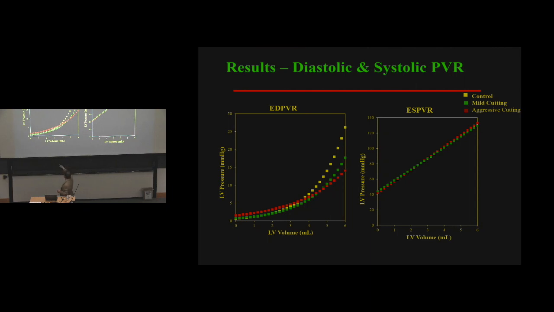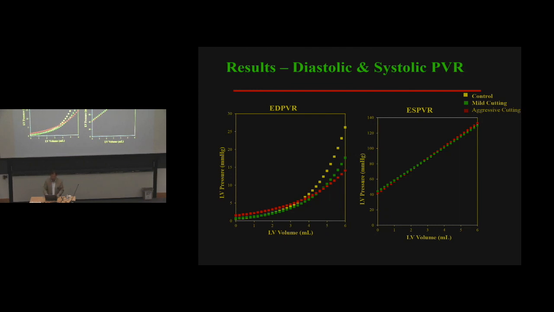So you can see the compliance is reducing. Right? So basically, that's what we're looking for. We want it to get more compliant, less stiff, so it can relax, but not affect the beating function. Right? These are the 3 different groups of rabbit hearts.